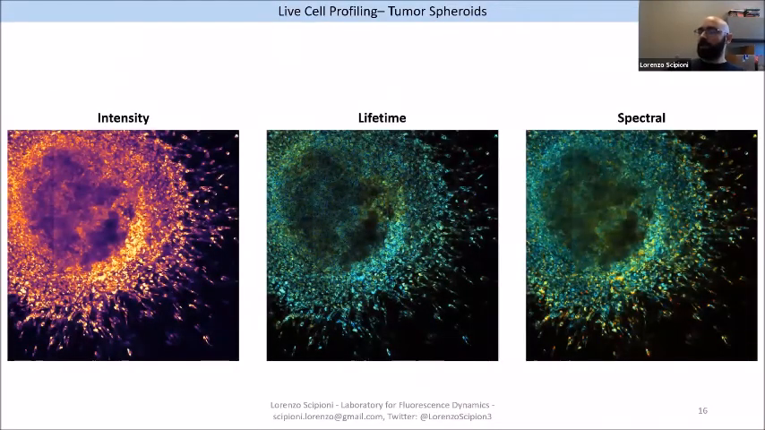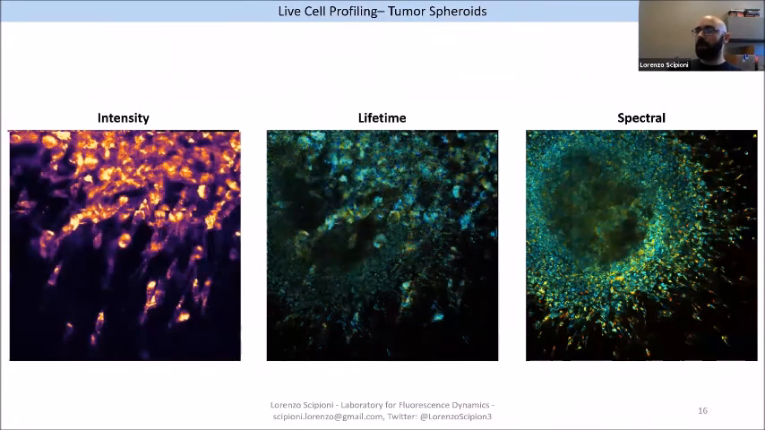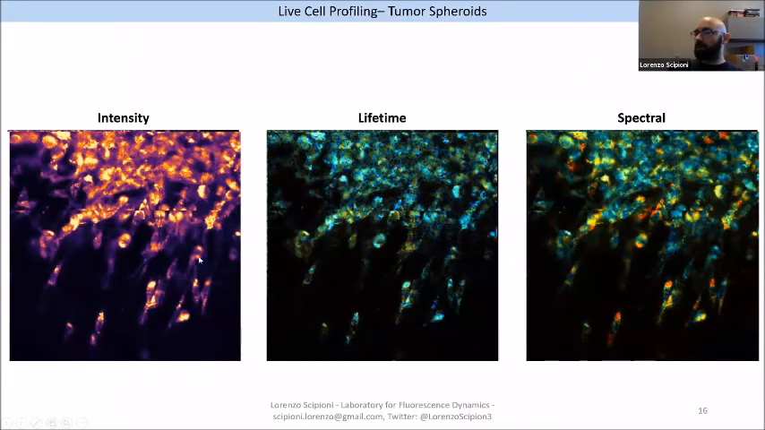With tiling, you can do the same just by looking at the lifetime or the spectral emission, and you can go over large fields of view, again, millimeter squared, and you can go to single cells. As you can see, the intensity doesn't tell you much, but you have a nice difference in lifetime information and spectral information between the center and the periphery and the invasions, what is going to form metastasis later on of the spheroid. So this is a very powerful method. It's fast, it's real time, and it gives you really a lot of information about what's happening in your system.